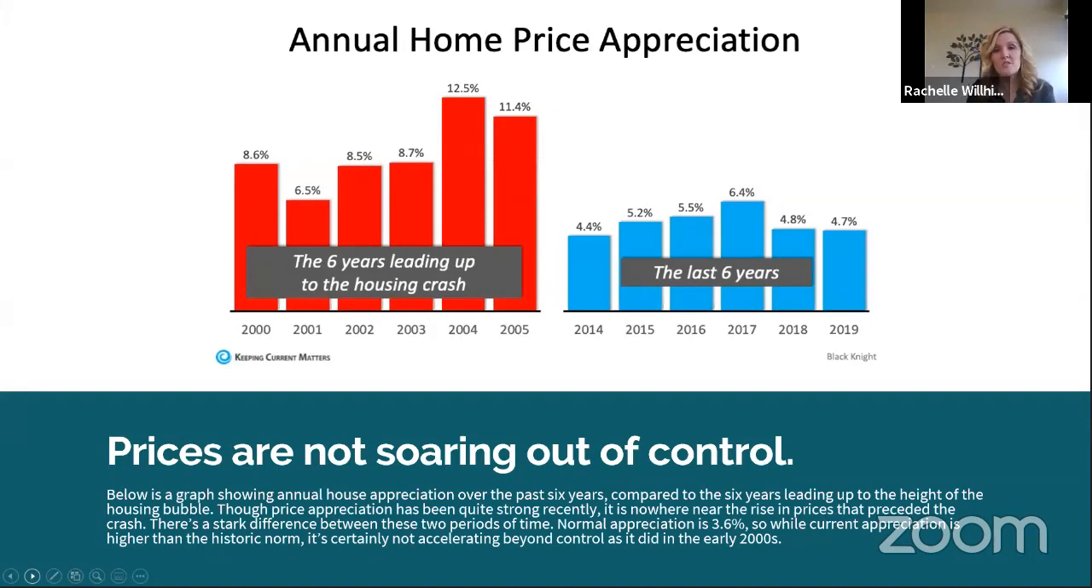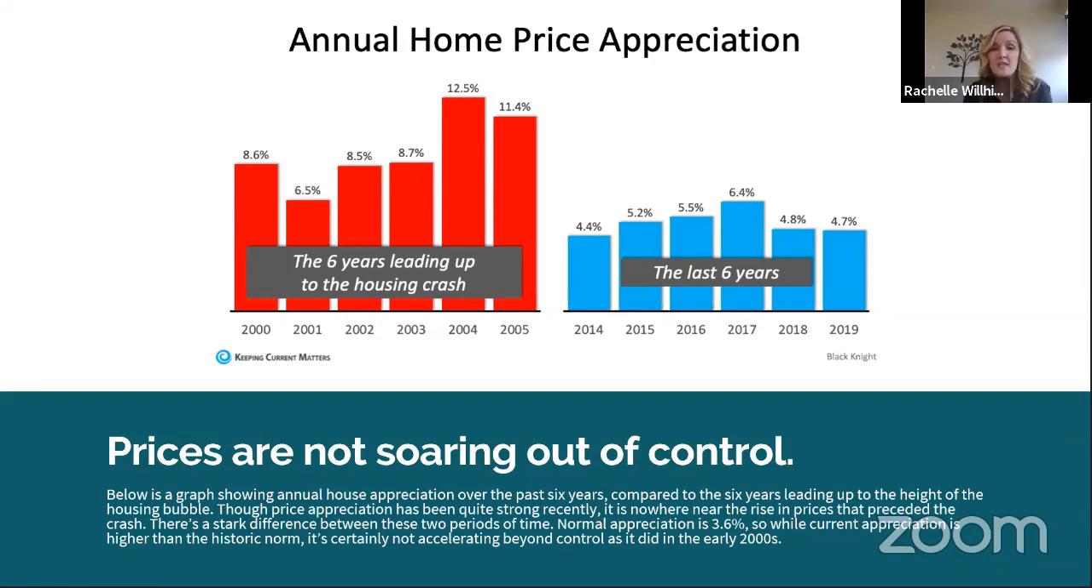The annual home appreciation, the price appreciation. So this is a graph that shows the 6 years leading up to the crash, the housing crash, and then the last 6 years. The prices are not soaring out of control. So as much as you think, oh, the prices are going crazy, it actually is not. It's very, very sustainable when you look at these two graphs compared to the bubble that was back in 08. So that was the crisis, the housing crash. And then here we've got the last 6 years. You can see 2014, 15, 16, 17, 18, and 19.